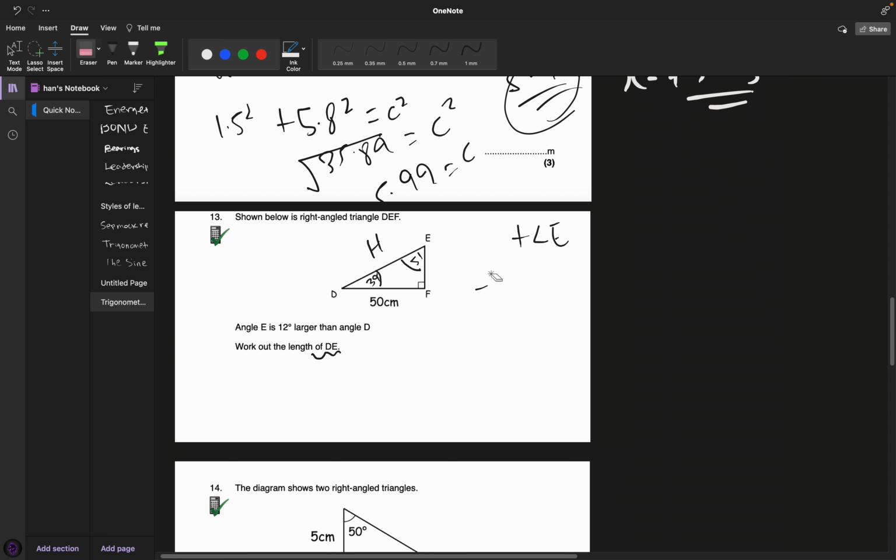Okay. So we know the angles and we know one of the lengths. So we're looking for DE. And we have 2 angles that we know. So we can choose now. Do you want to use this angle or this angle? Whichever you want. So I'll just use the 51.